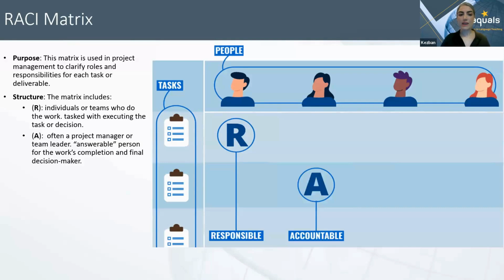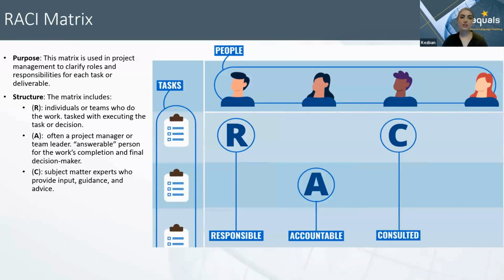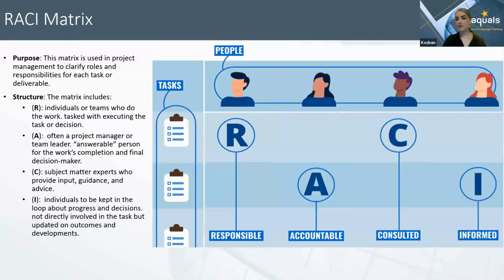And we have A, accountable. They are the answerable people for the work's completion, and they are the final decision makers. C stands for consultant. These are generally subject matter experts who provide input, guidance, and advice on the completion and success of the project and steps to be taken. And I stands for informed, referring to people to be kept in the loop about progress and decisions. These people may not be directly involved in the task, but they are to be updated on outcomes and developments.